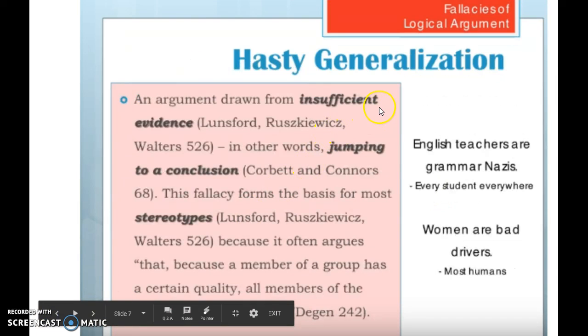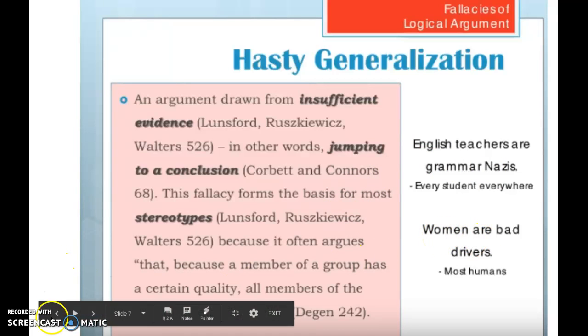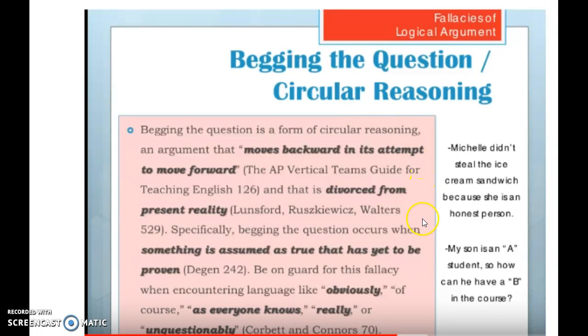Okay, with hasty generalization, you don't have enough evidence to draw the conclusion. So you're jumping to a conclusion. Sometimes it's also known as stereotyping. So for example, English teachers are grammar Nazis. They're jumping to a conclusion or stereotyping. And this one clearly is a stereotype. Women are bad drivers.